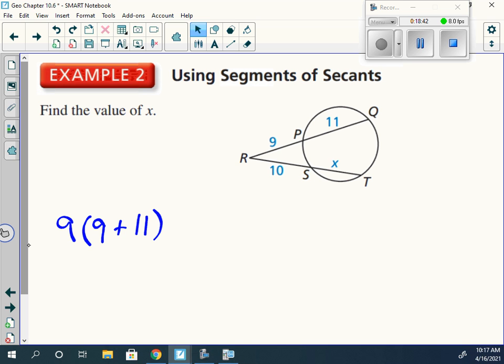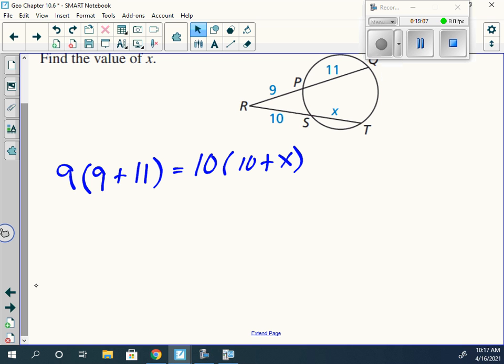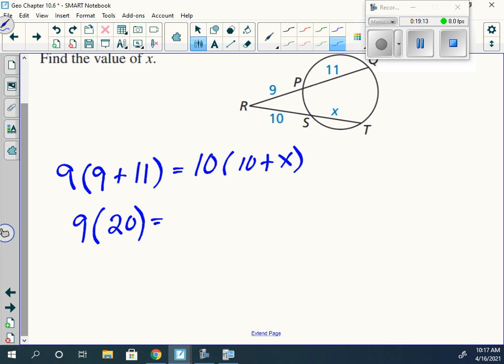It's the whole line. Now our other line, the exterior is 10. The whole line would be 10 plus x, because we have to add those two together. Now we really didn't have to write out 9 plus 11, because we know what 9 plus 11 is, and it is 20.